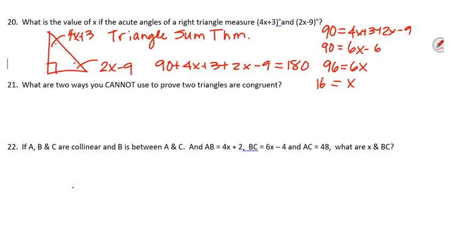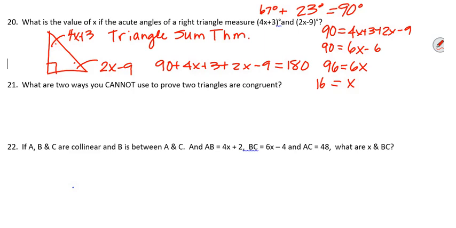Now if it asks you for the actual angle measures, you're going to have to put that 16 back in. So 16 times 4 is 64 plus 3 would be 67. So this angle right here would end up being 67 degrees. And then if I do 2 times 16, that's 32, minus 9 is 23. And that's a good check for us anyway, because when we add those two together, they should equal 90. And if they don't, then we got the wrong answer.